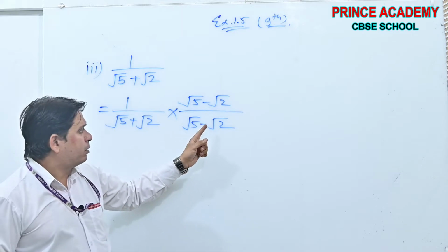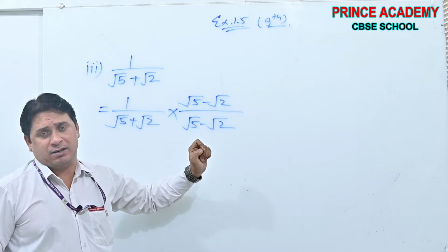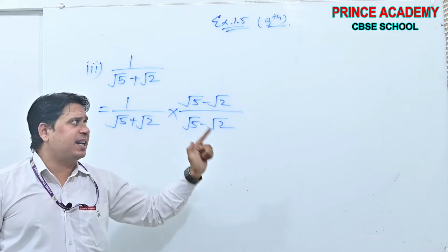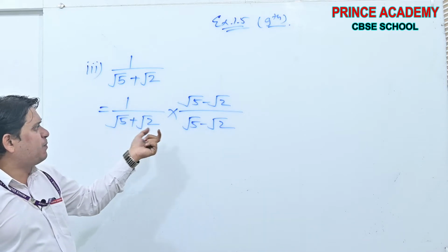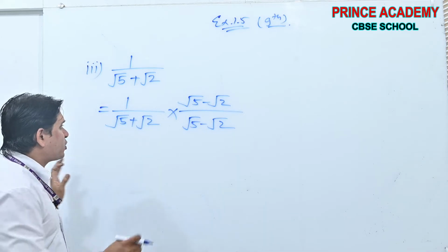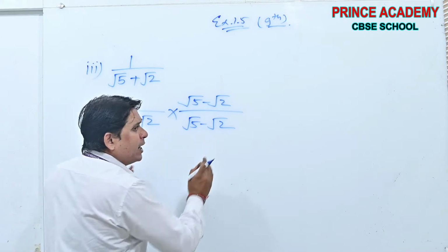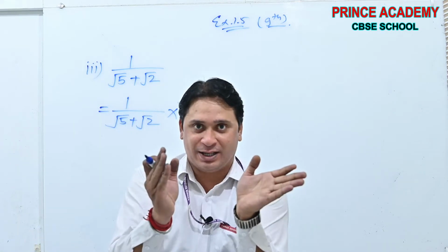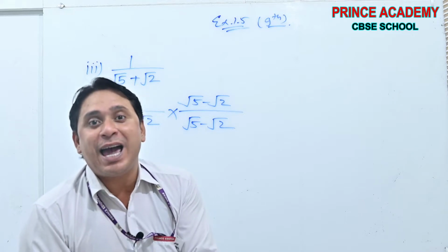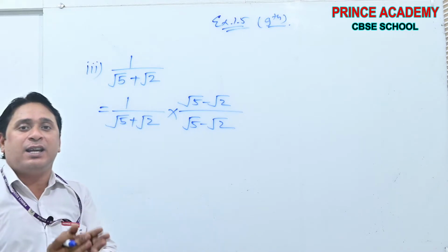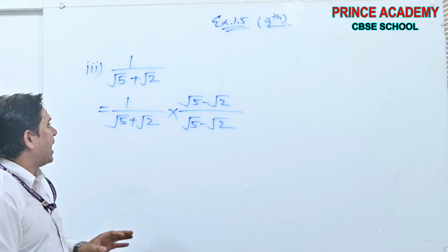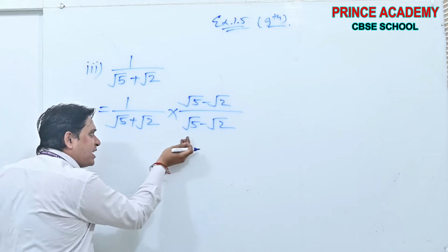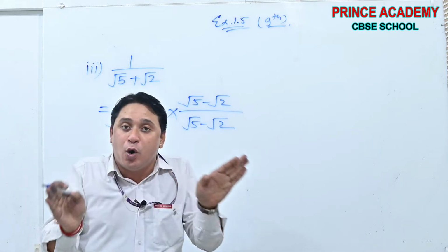Why do we change the sign here? We change the sign to make (a plus b)(a minus b), so that the square appears on both and the root is removed. You got my point. Why are we changing signs here? Only to make sure that both roots are removed.